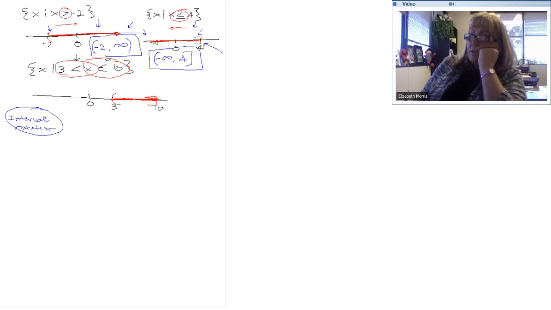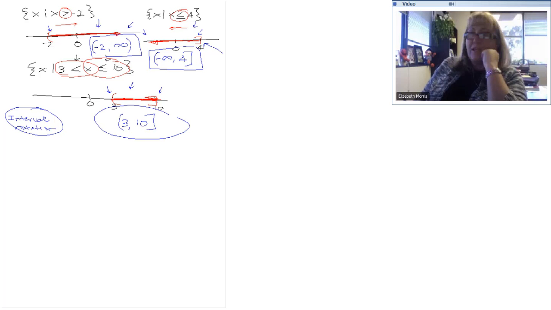All right, let's try to do this one. What's the farthest thing to the left? 3. What's the farthest thing to the right? 10. What does 3 have? Parentheses. What does 10 have? Bracket. Interval notation.